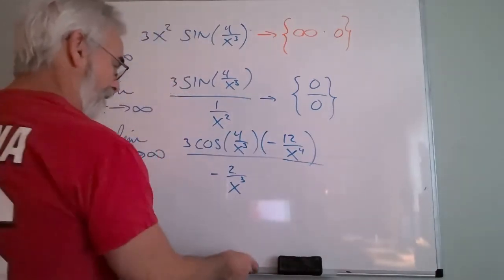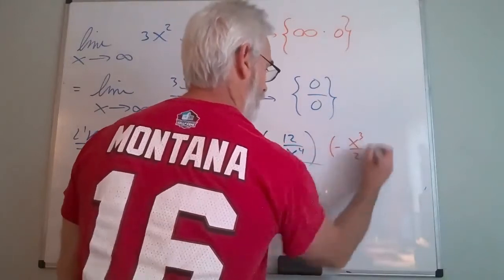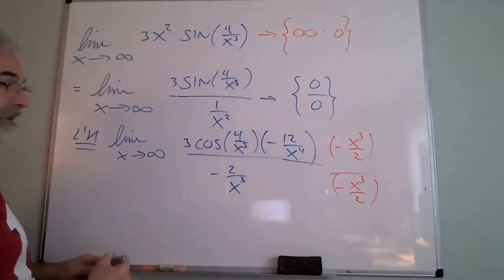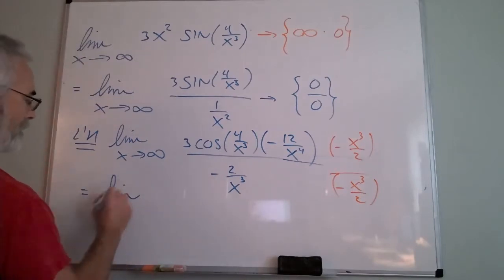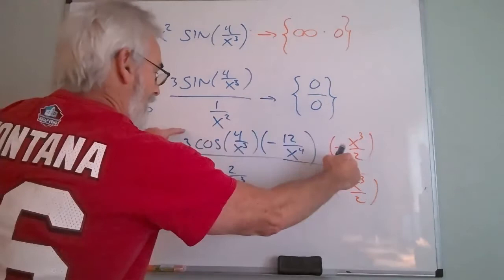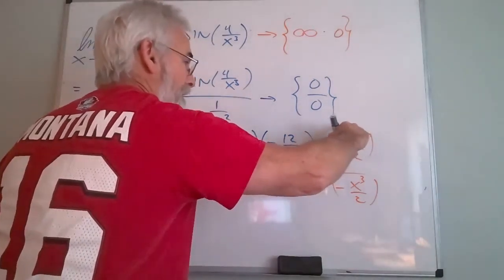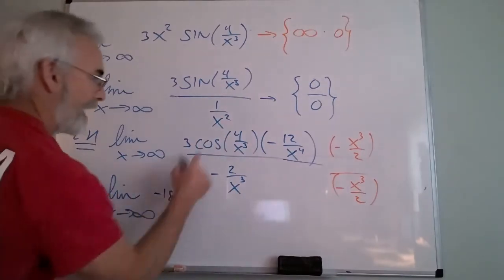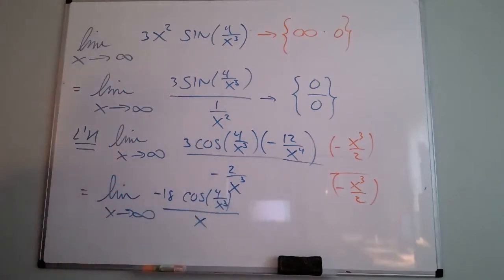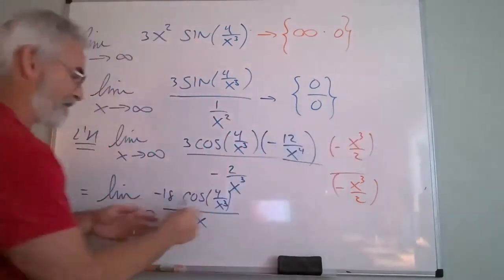So right now, the easiest thing I could possibly do is multiply top and bottom by the reciprocal. So let's multiply top and bottom by negative x cubed over 2. Now I will no longer have a quotient, at least in this part of the world. So this is now equal to, all right. So I've got a 3, I've got a negative 12, I've got a 1/2. So it looks like negative 18. I've got an x cubed and I have an x on the bottom. And I have a cosine. Sorry, this is gonna be hard to read. Okay, I think this is what I have at this point. I'm gonna have one extra x on the bottom. I'm gonna have this constant and everything else canceled.